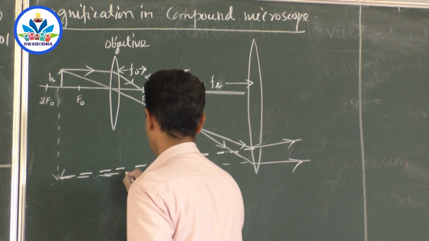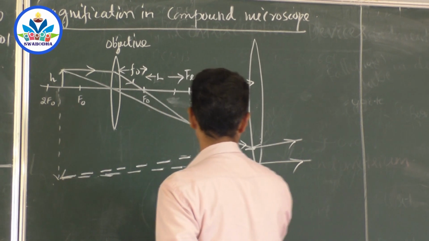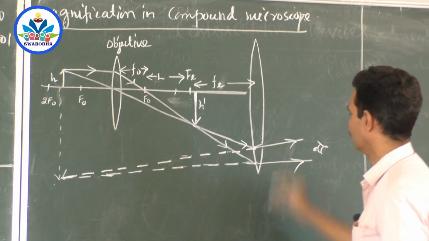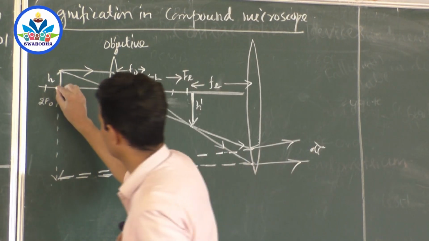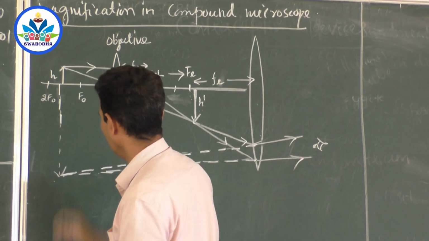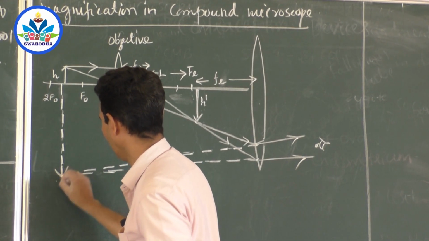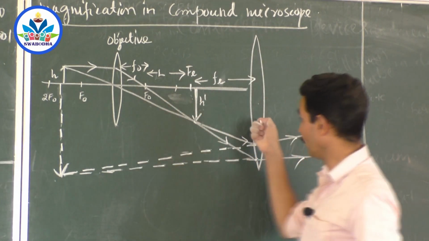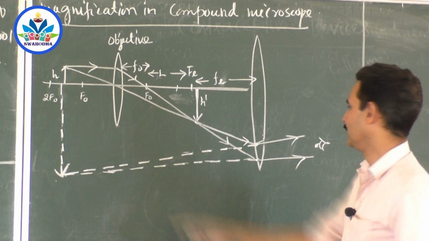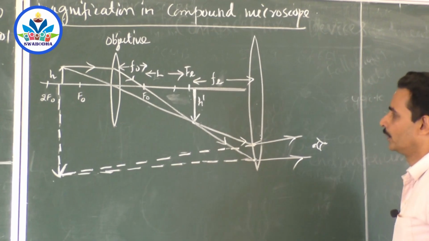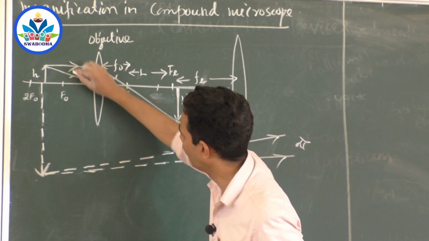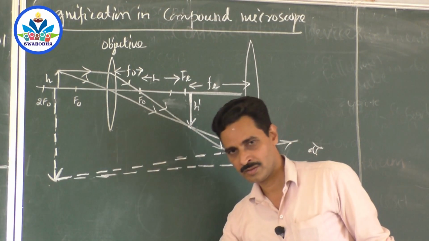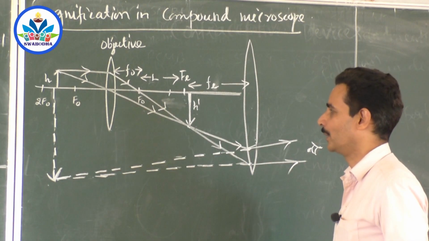So the final image is formed. This is the final image position, and it is virtual, enlarged, erect. What do you mean by erect image? Compared to this condition, this is erect, because this is the object for the eyepiece. So the final image is formed here, and did we put all the arrows? No arrow here, otherwise I would have lost some 1 or 2 marks. So you should be careful while putting the arrow marks.